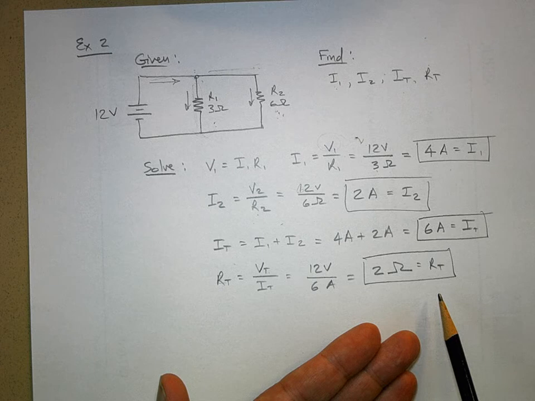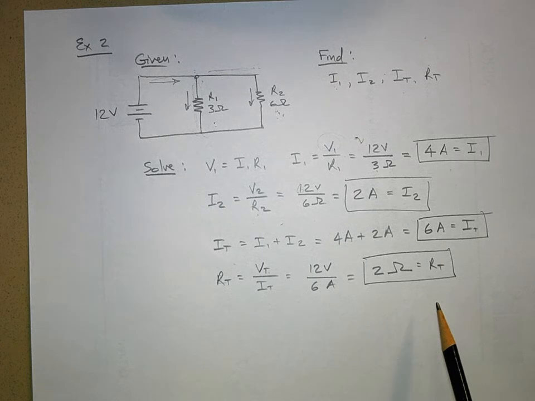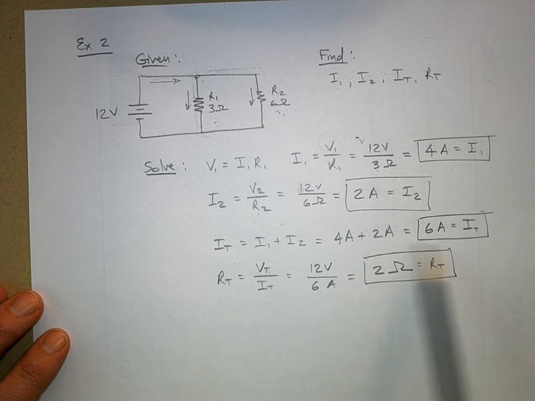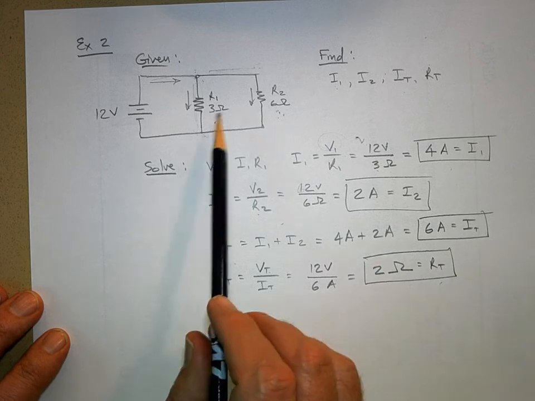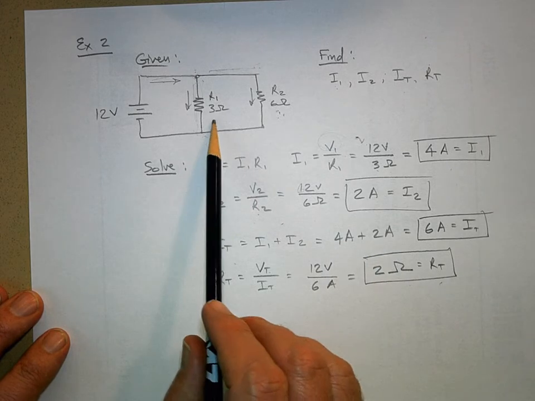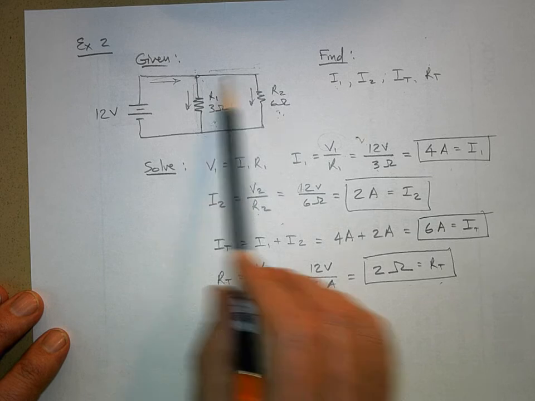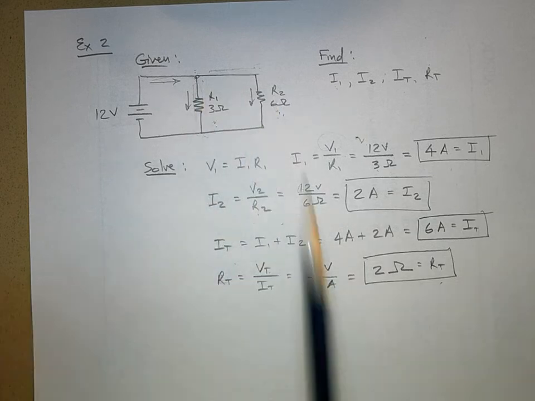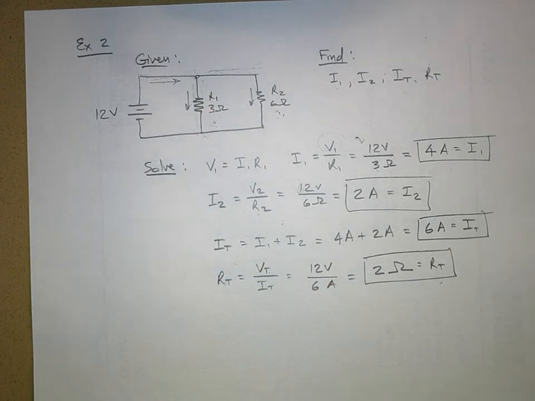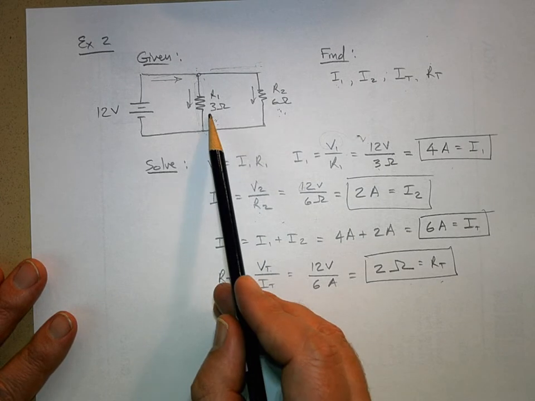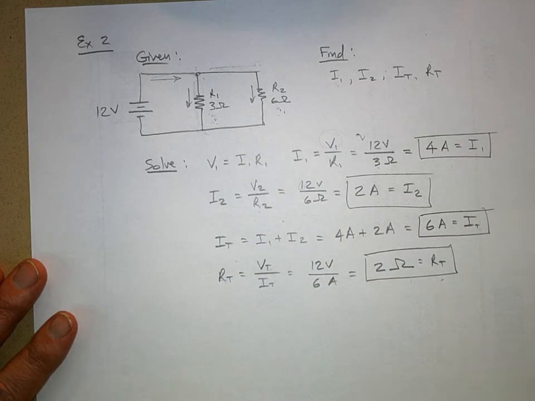And remember I told you that when you have resistors in parallel, your total resistance will be less than the smallest one. What's the smallest one here? 3. So by adding another resistor, all we're doing is allowing more current to flow for the same voltage. So we're lowering the resistance from 3 ohms to 2 ohms. Makes sense?